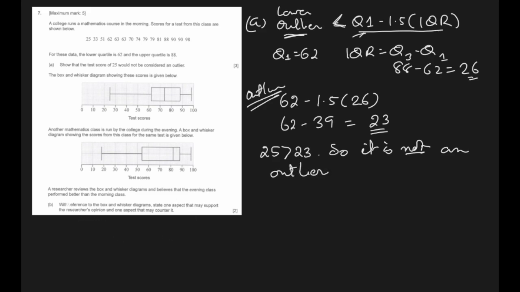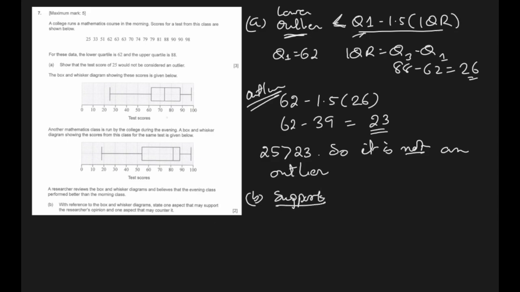Okay, B part. Another mathematics class has this. Okay, a researcher reviews the box and whisker diagrams. With reference to the box and whisker diagrams, state one aspect that may support the researcher's belief that evening classes perform better than the morning classes. Evening classes are these ones and morning classes are that one. State one aspect that may support the researcher's opinion, and one aspect that counters it. So the one that supports.